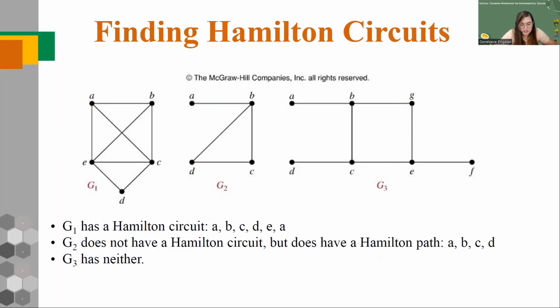Okay, so the statement says G has a Hamilton circuit. You can go A, B, D, E, A. So actually, the circuit you find there is not unique. You can go A, B, C, D, E, A. You can also go A, E, D, C, B, A. Or you can go A, C, D, E, B, A. It is the same anyway, you visit all vertices. So graph number 2 has no Hamilton circuit, but it has a Hamilton path. And graph 3 has none at all.